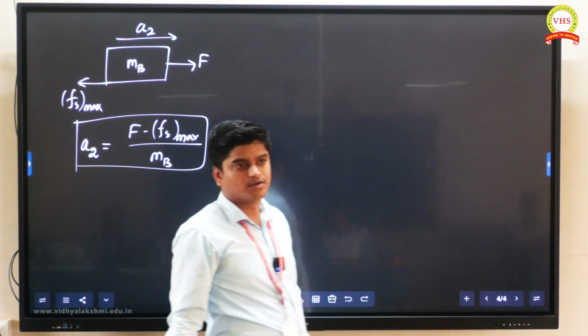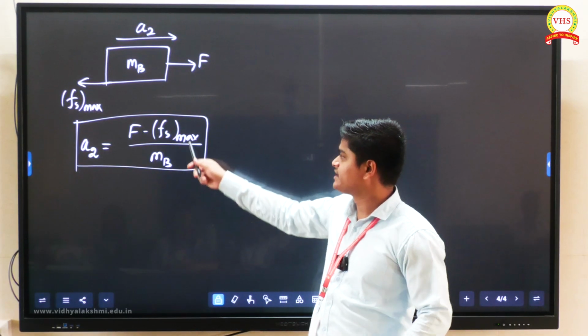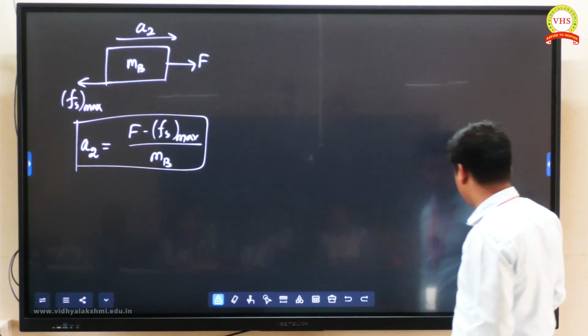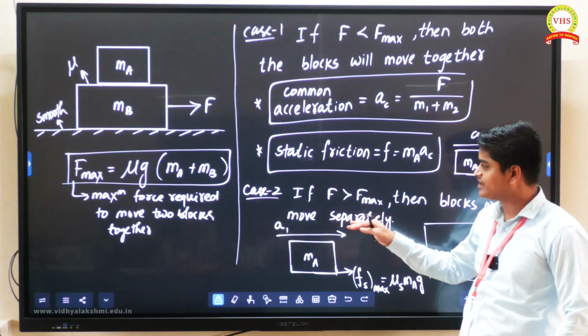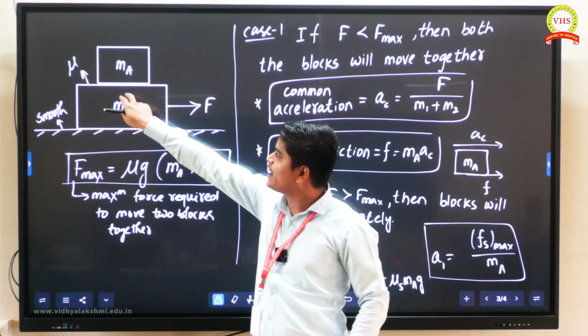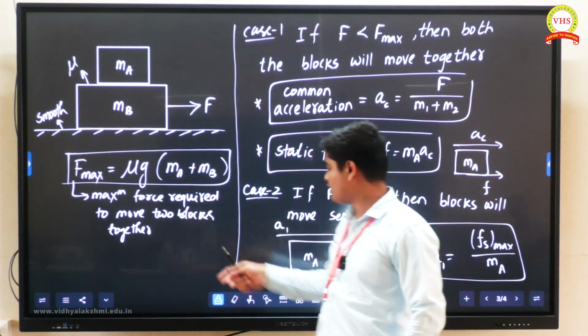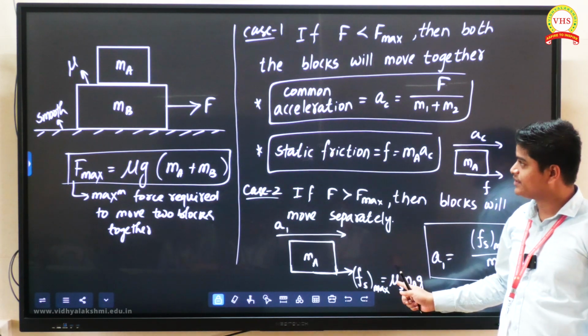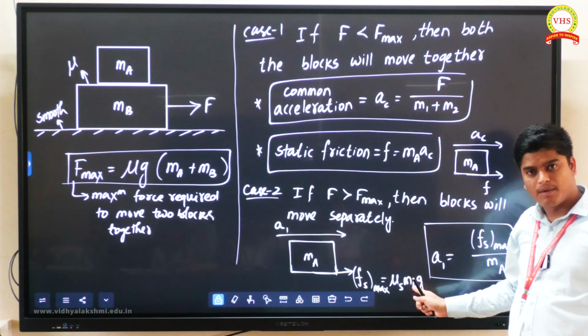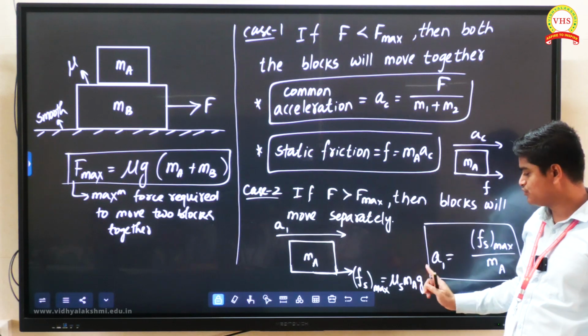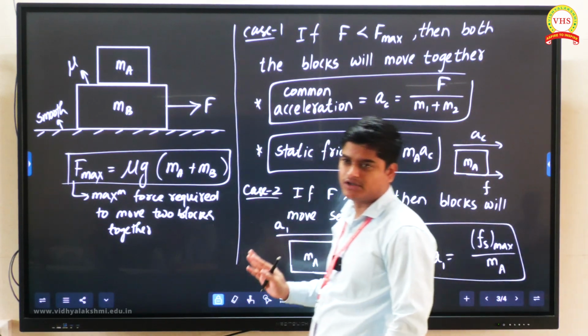Clear? So lower block acceleration is this much, and the Fs max value you know already. You can calculate with this formula. And always remember here friction is between A and B. So whatever frictional force comes, it will depend on the static friction value, mu into mass of A, the upper block mass, into g. Clear? No doubt here? Okay.